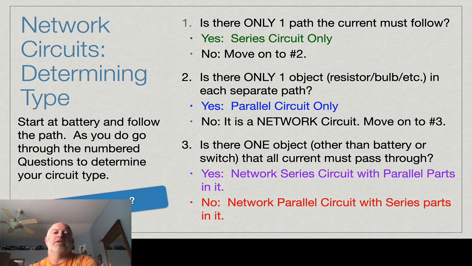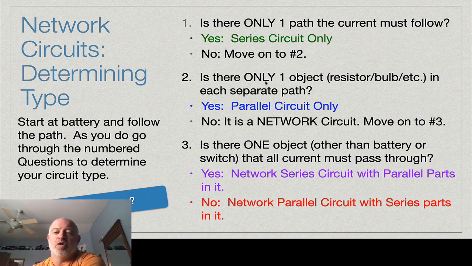Okay, so here's our first question. First of all, is there only one path the current must follow? If this is true, and you say yes to this, you don't even have a network circuit. It's series only, okay? So this can jump you right to the part like, oh, this is just a simple series circuit. I'm going to use that.